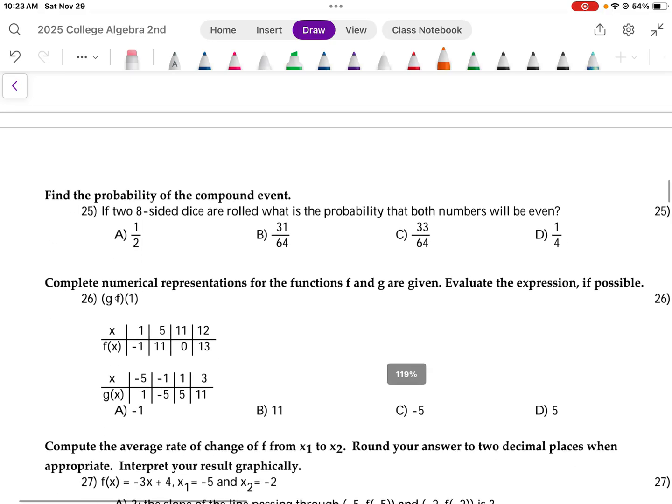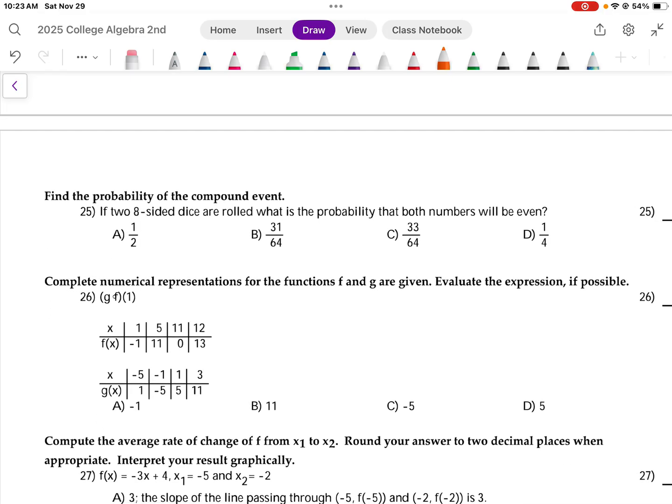Find the probability of the compound events. If 2 8-sided dice are rolled, what is the probability that both numbers will be even? Oh, 8-sided. Okay, so with that in mind, 2 8-sided dice, so the bottoms are 8 and 8. Again, even number of sides, that means half the sides are even. So that would be 4 and 4. That would be 1/2 times 1/2, which is 1/4.